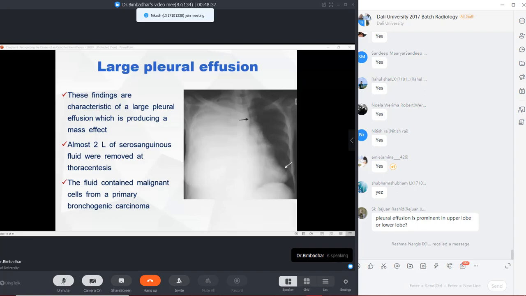If there is so much filling from bottom to top, as the fluid starts filling slowly and slowly, you should never ignore the effect of gravitational force here. Okay, right? Did you understand? Rejwan, did you understand? Fluid filling always happens in the dependent parts of the lungs, dependent parts of the thorax.